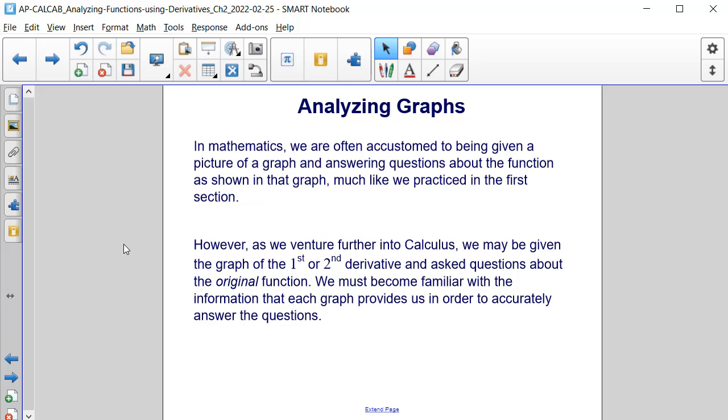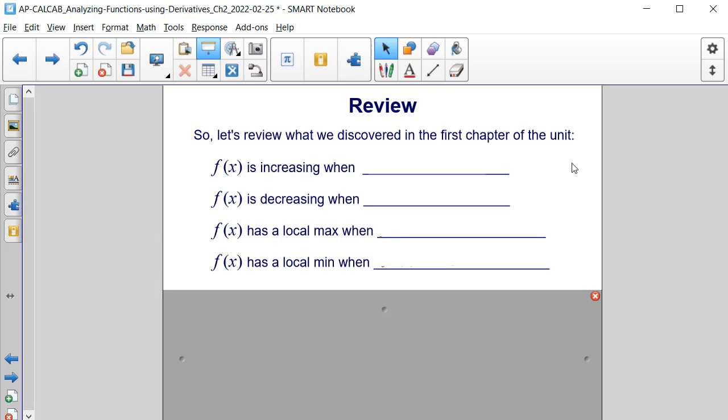However, as we venture further into calculus, we may be given the graph of the first or second derivative and asked questions about the original function. We must become familiar with the information that each graph provides us in order to accurately answer the questions. So let's review what we discovered in the first chapter of this unit.